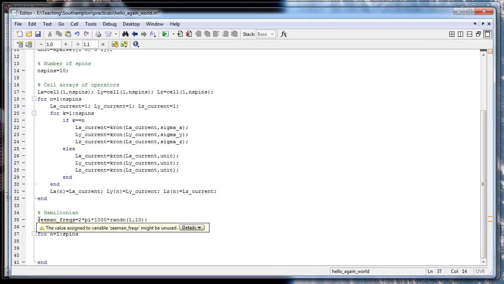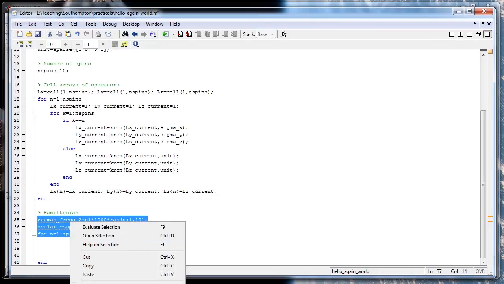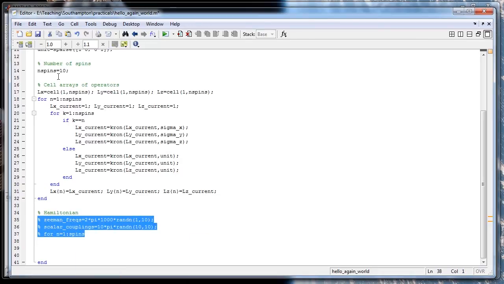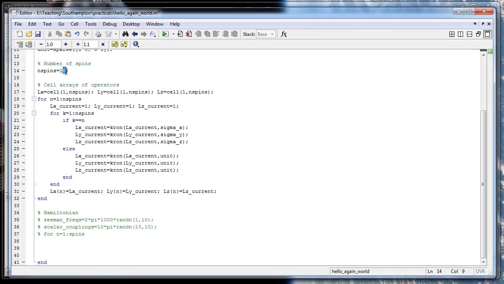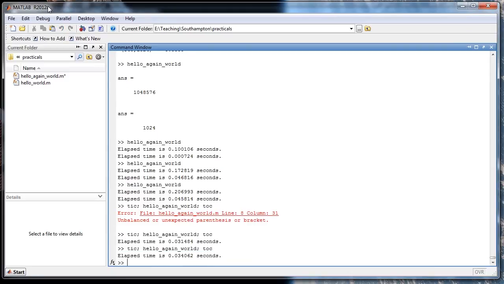Interestingly, you see we've coded everything in general, so why don't I comment this out again? And if we want 11 spins, suddenly nothing changes here. We just have 11 spins. So it will take slightly longer to compute them, but there we are, we actually have them.